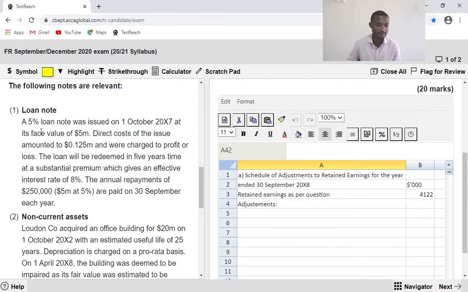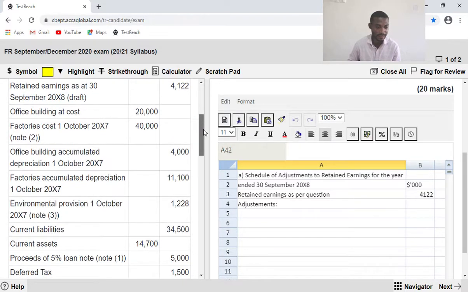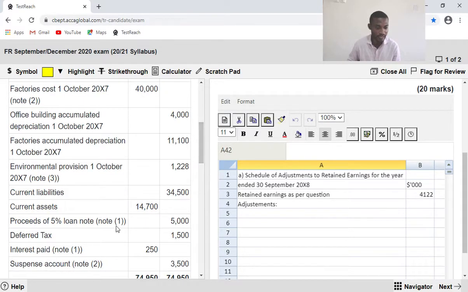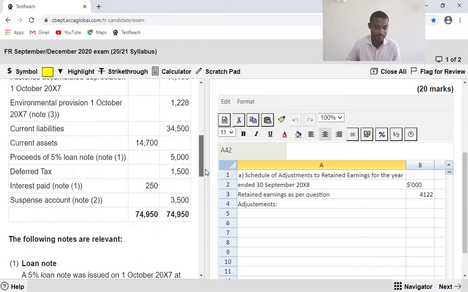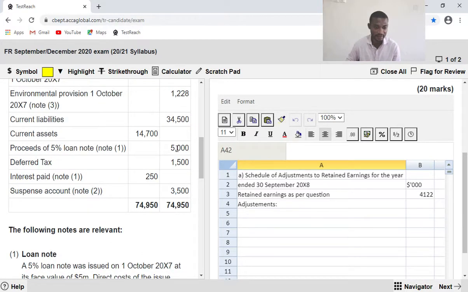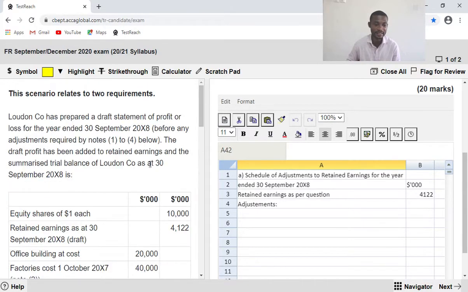Now a 5% loan note was issued on 1st October at its face value of 5 million. So you go to the trial balance, and you would see the proceeds of the 5% loan note, which is 5 million, because the figures are in thousands of dollars. So that's the figure here, 5 million. It was issued at the start of the year, because the year ends 30th September.